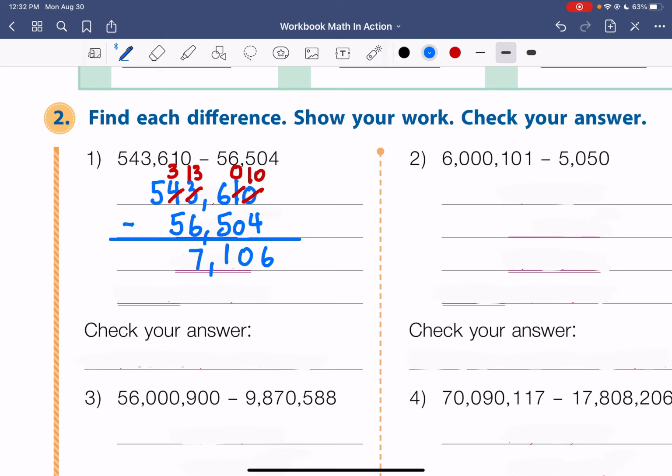3 minus 5 is not possible, so we're going to borrow. And this is going to turn into 13. 13 minus 5, we get 8. And then 4, we bring it down. So we end up getting 487,106 is our final answer.